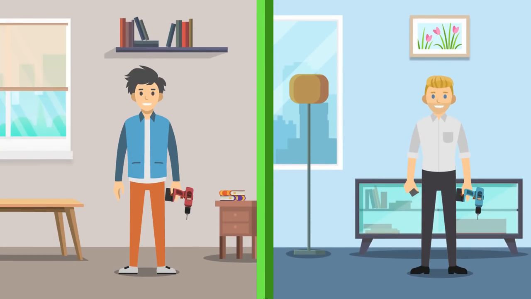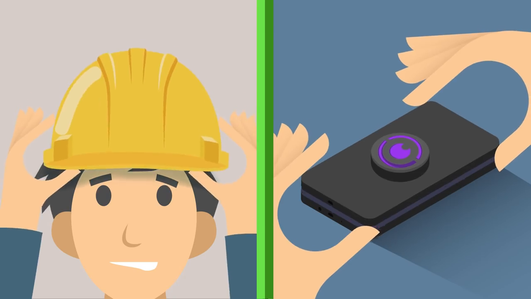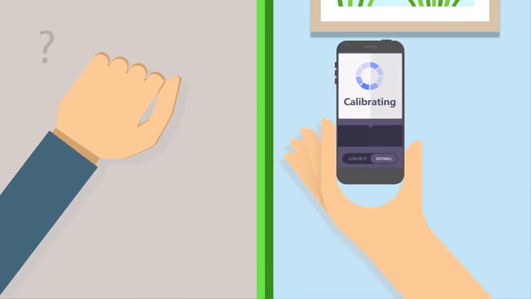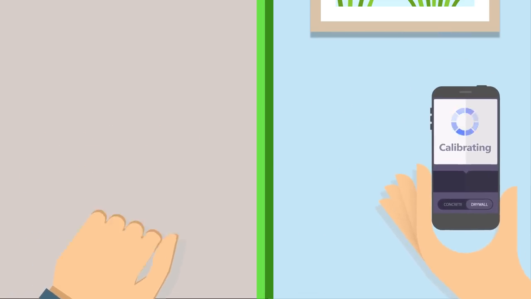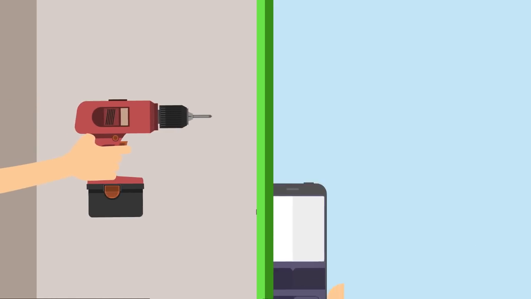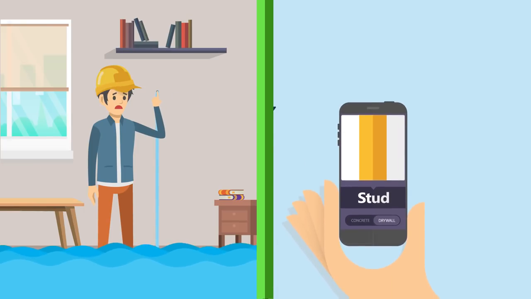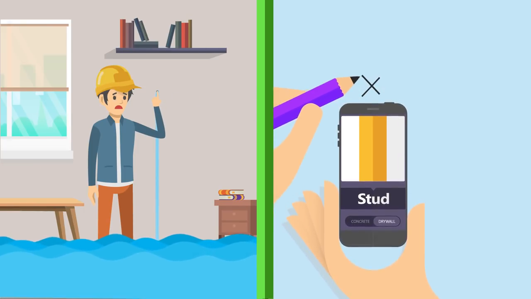Attach the Walabot DIY device to your phone using the cable provided. Choose the type of wall you're drilling on and run a quick scan to calibrate the device. With Walabot DIY, you can see if there's a pipe, stud, or wire, and where. Mark the studs so you know exactly where to drill.